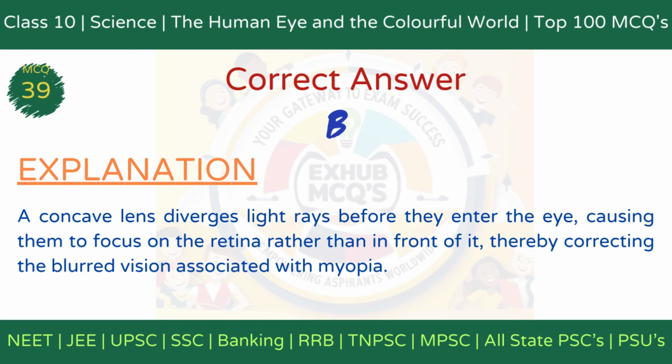Explanation. A concave lens diverges incoming light rays before they enter the eye, ensuring that the rays focus directly on the retina instead of in front of it, correcting the blurred vision associated with myopia.